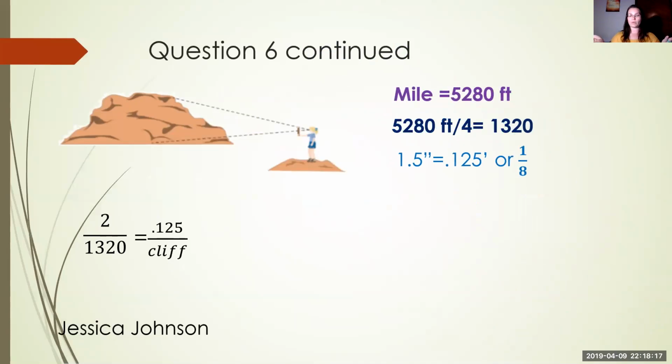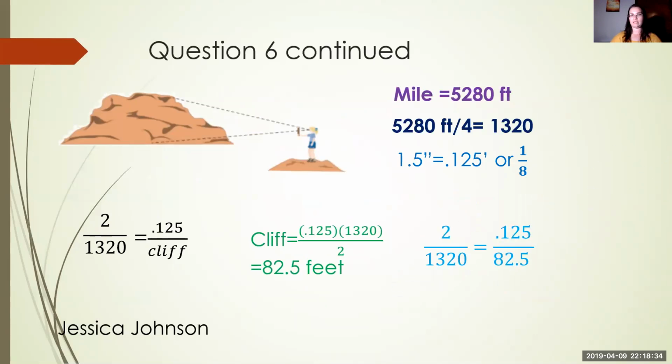But wait, we don't know what the cliff height is. So let's figure it out. To find the cliff height, take 0.125 times 1,320, divide it by 2, and we get 82.5 feet.